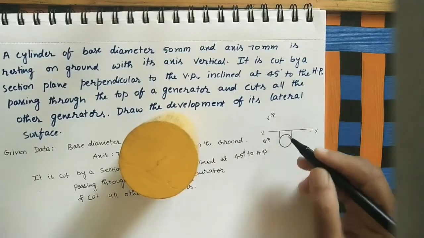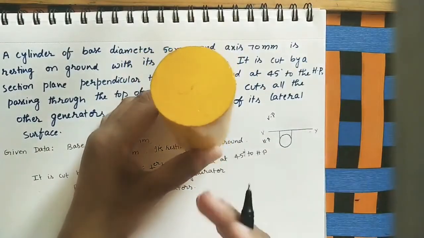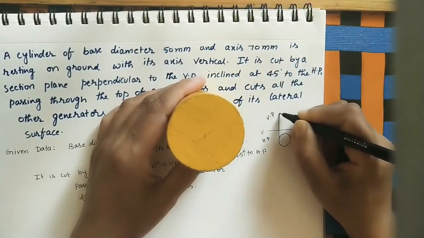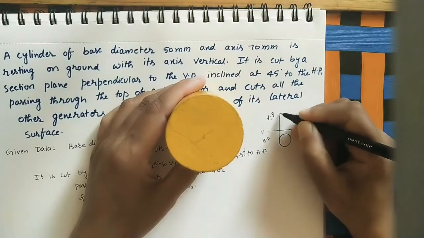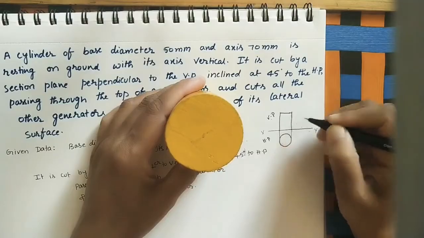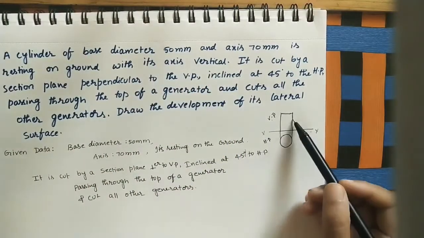For getting the front view we have to draw the projector lines. We can see the entire height in the front view, in the vertical plane. So here extend this up to 7 cm above the XY line. So this is the front view. These are the projections of the cylinder, that is front view and top view.